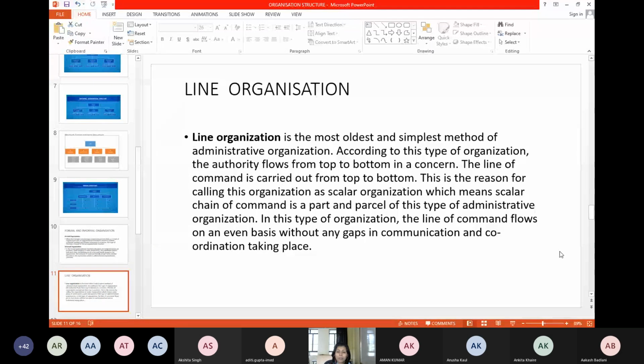Line organization. Is it visible to you, students? Yes, ma'am. So can somebody read this?